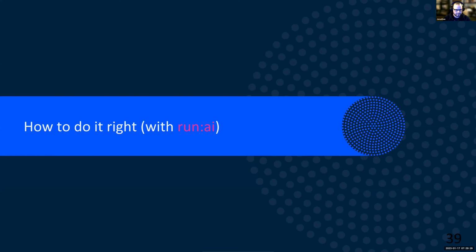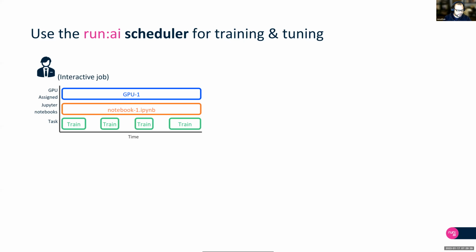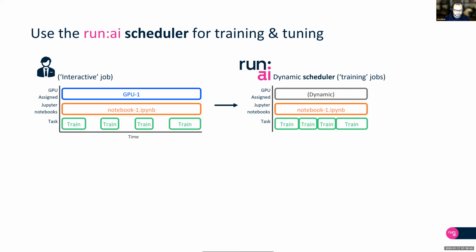And so how do we do things correctly with Run AI? The first thing is to use the scheduler for training and tuning and any ETL jobs that you might have for large sets of data. So if this is how you would normally do things, you just want to go ahead and send that job to the scheduler and let the scheduler take care of the GPU allocation.